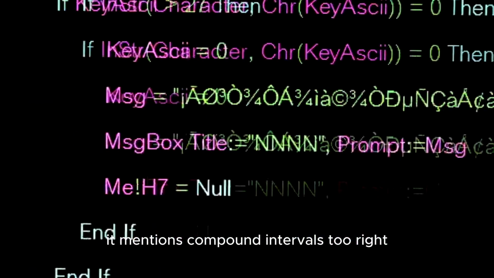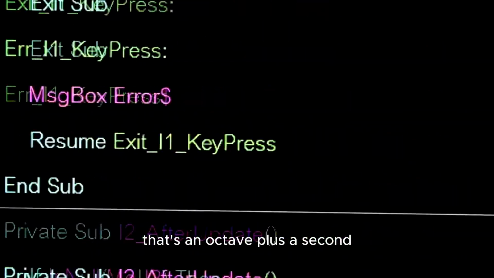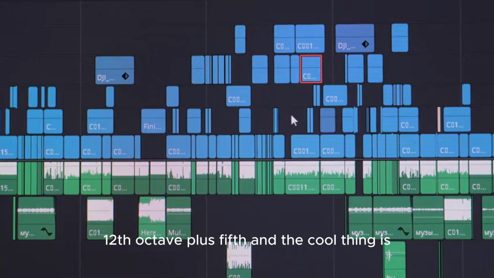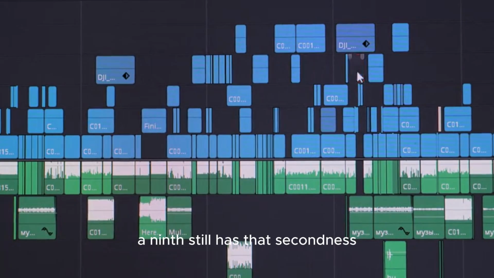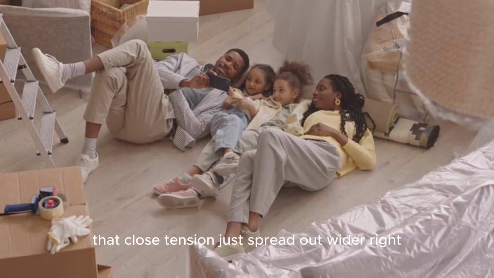And the source doesn't just stop there. It mentions compound intervals, too. Right, intervals bigger than an octave. Yeah, like the 9th, that's an octave plus a second. 10th is octave plus third. 11th octave plus fourth. 12th octave plus fifth. And the cool thing is, they basically keep the character of their simple cousins. A ninth still has that secondness, that close tension, just spread out wider.